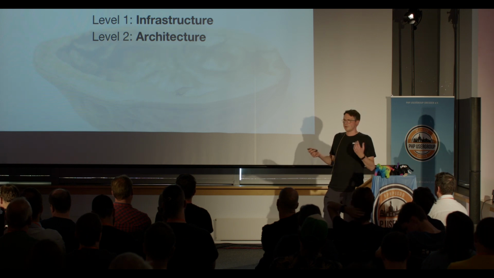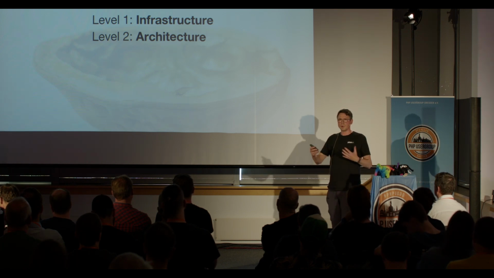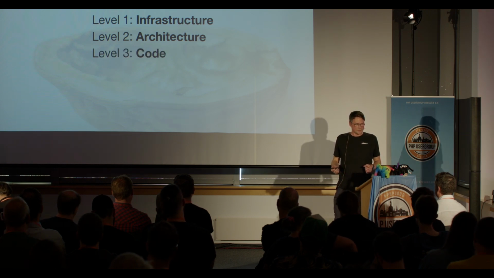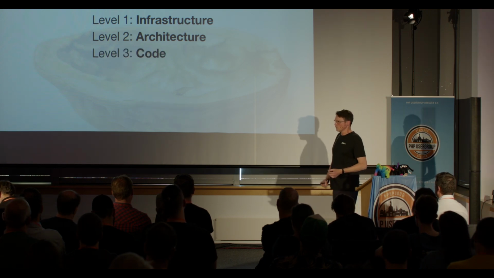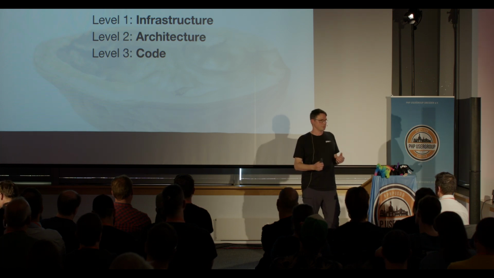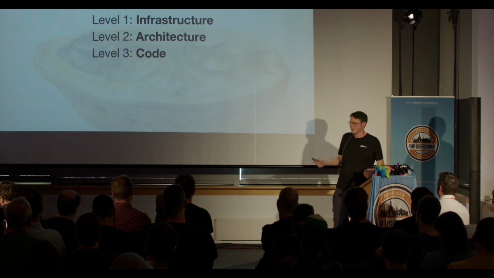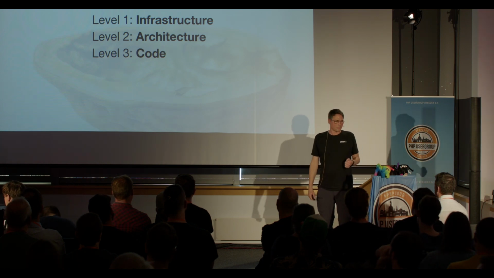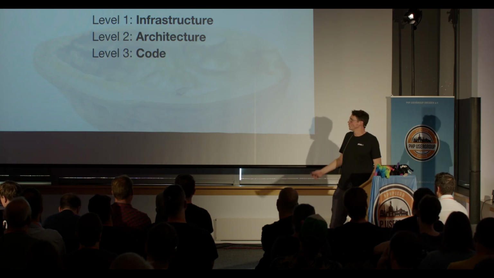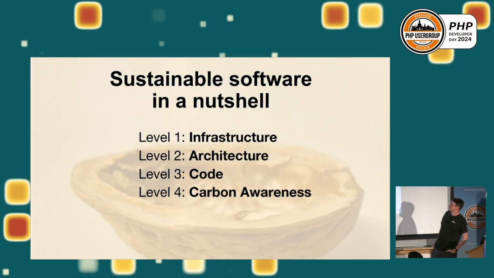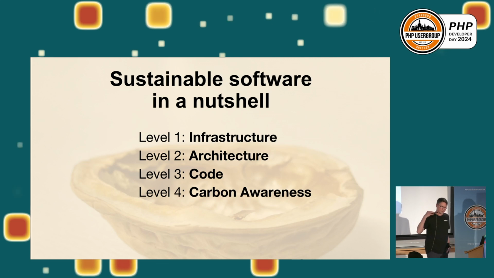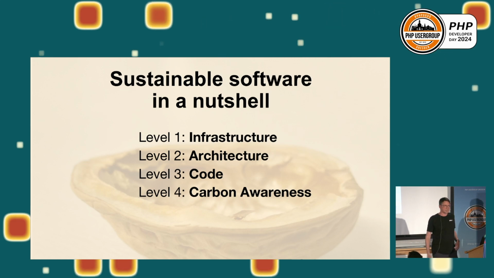Then architecture: software architecture, for me, is how the components of our software play together. This is another level which you can achieve. Then the next level would be code. Of course, if your code is super bad, you can achieve more, but from my experience working in this field, code comes at this point. And then there's another level called carbon awareness. This is a topic which I will show you only very briefly because it's highly experimental at the moment, which is why it's at the last level.